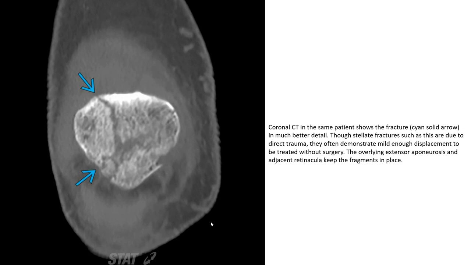A coronal CT of the knee shows the fracture, solid arrow indicated, in much better detail. A stellate fracture suggests this is due to direct trauma. They are often minimally displaced and can be treated without surgery. The overlying extensor aponeurosis and adjacent retinacula keep the fragments in place.